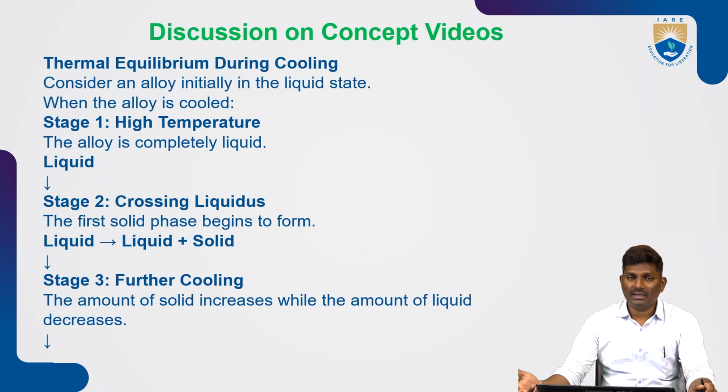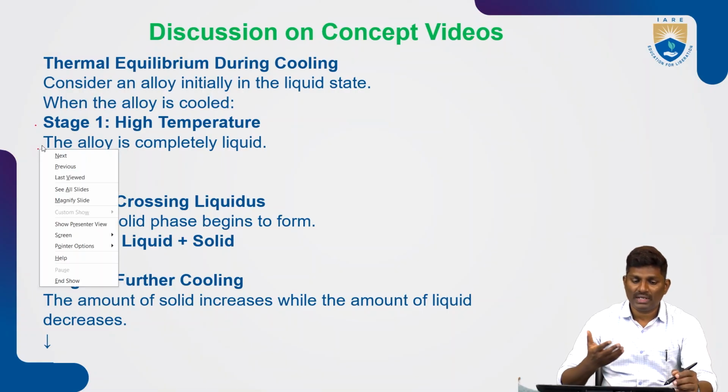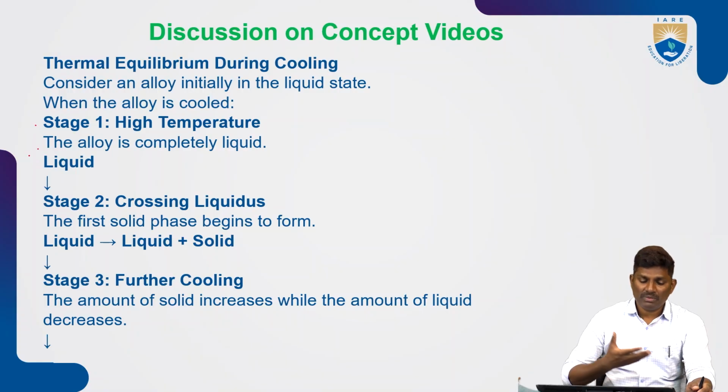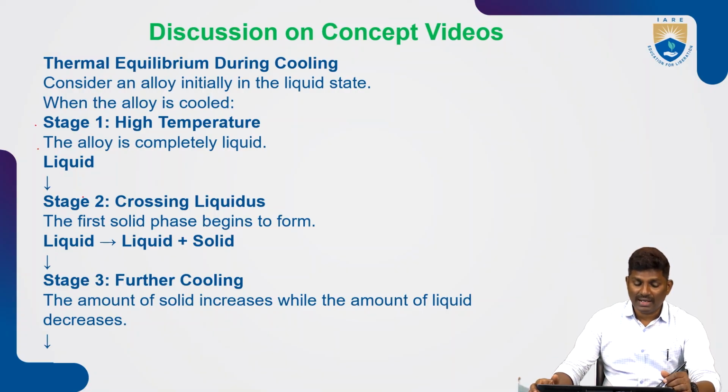What is the importance of thermal equilibrium during cooling? Consider an alloy initially in the liquid state. What is happening in stage 1? You have very high temperature, so the alloy is completely liquid. Now slowly, at stage 2, the liquid crosses the liquidus line. The first solid phase begins.